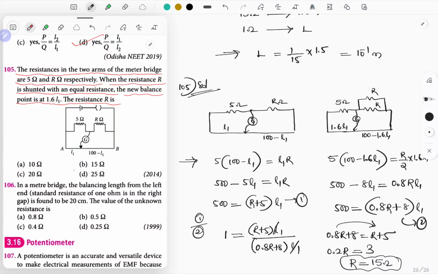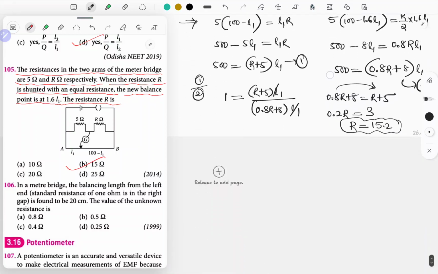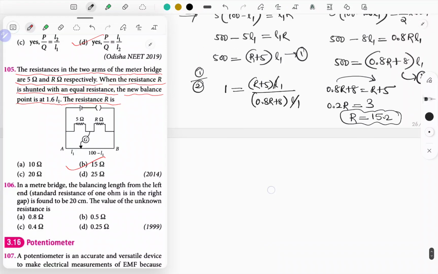Which option? Option B is the correct answer. Understood? Okay, so let's move on to the next question.